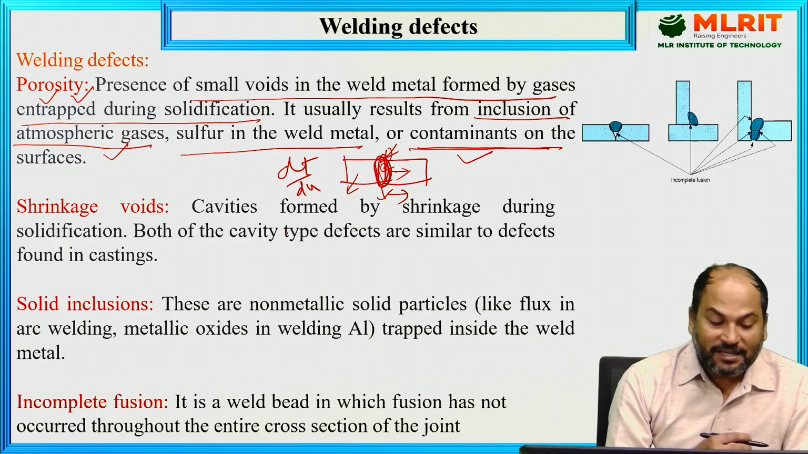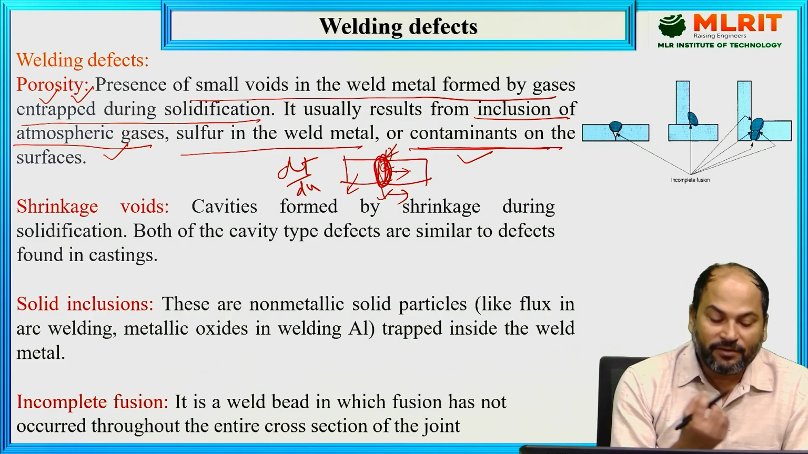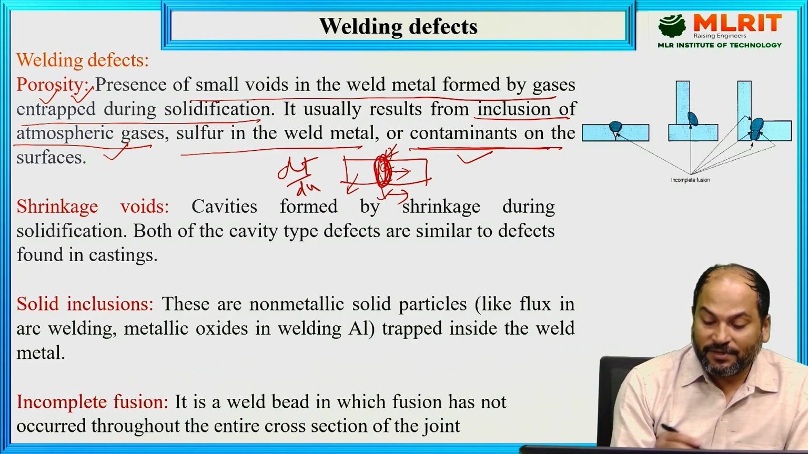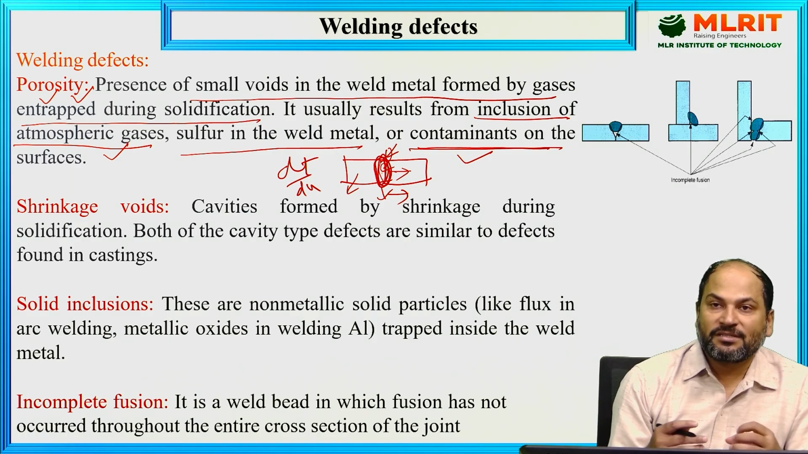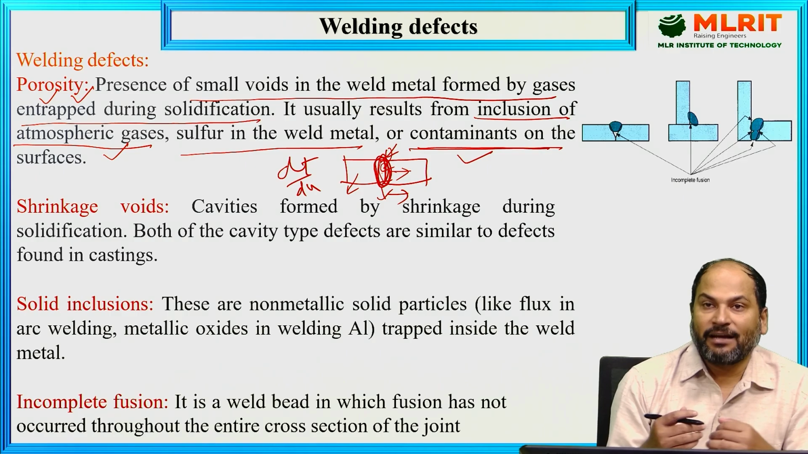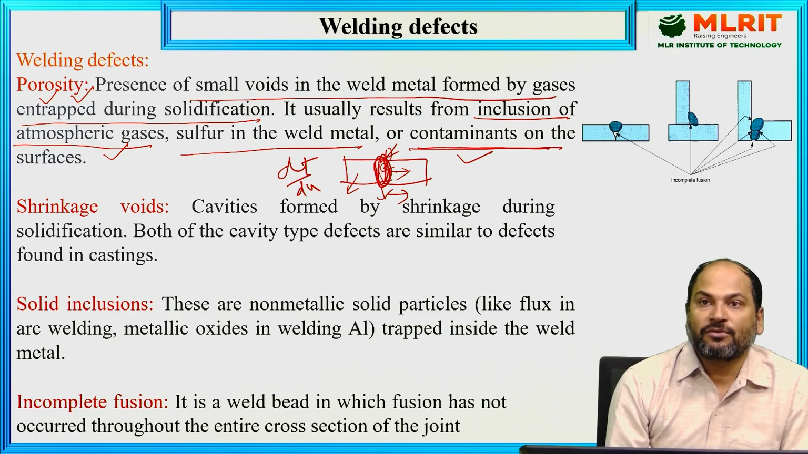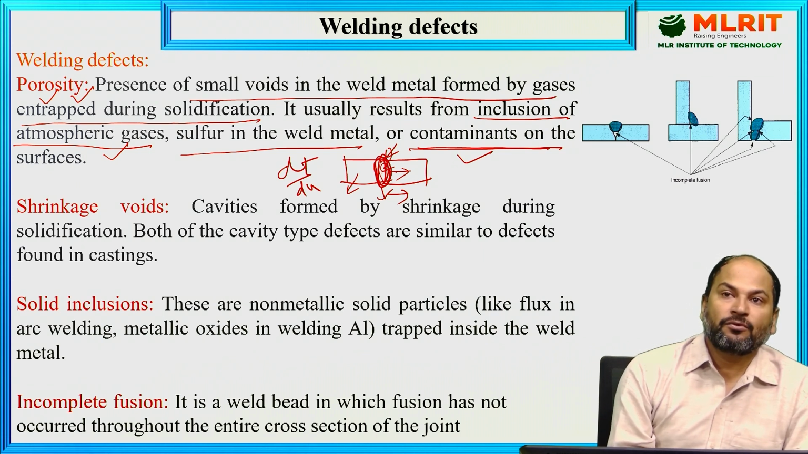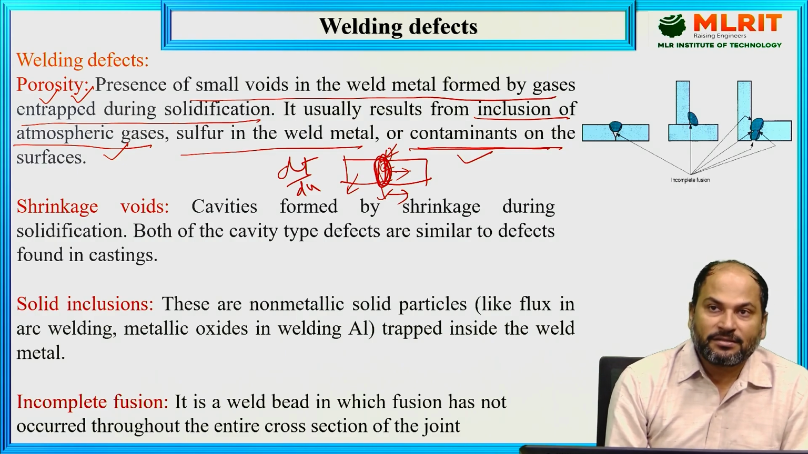Cavities formed by shrinkage during the solidification. So there will be cavity formation. Both of the cavity type defects are similar to the defects in casting. Yeah, of course, just like casting. So because of this shrinkage during the solidification, cavities are being formed, which is known as shrinkage voids. That also easily can be removed. What we'll do before welding, we have to do the preheating of the workpiece. So many other ways are there through which we can avoid this defect.